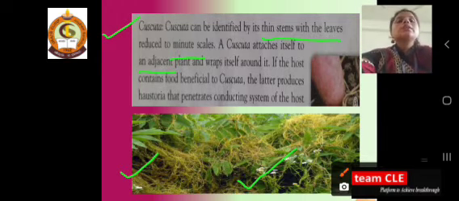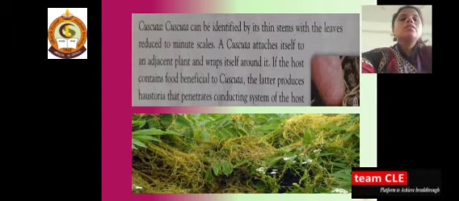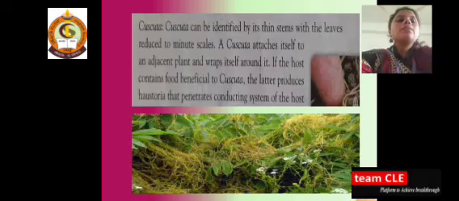So Cuscuta can be identified by its thin stems with leaves reduced to minute scales, and it attaches itself to an adjacent plant and wraps itself around. If the host contains food beneficial to Cuscuta, the latter produces haustoria that penetrate the conducting stems of the host. So this is the first example of parasitic plants: Cuscuta.